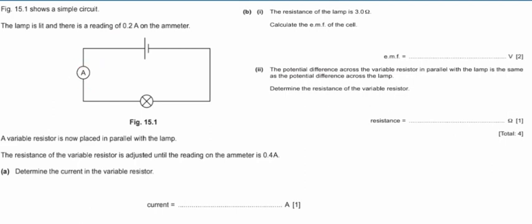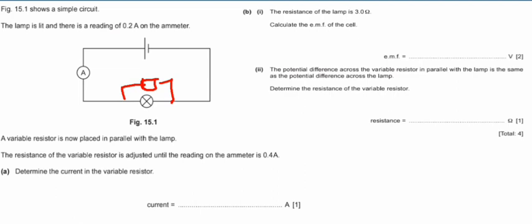A variable resistor is now placed in parallel with the lamp. So suppose we have a variable resistor here. Since they have said it is placed in parallel, that is how you place a resistor in a parallel way. The resistance of the variable resistor is adjusted until the reading on the ammeter is 0.4 amps. So this 0.4 amps is more like a total of the resistor and also the lamp.